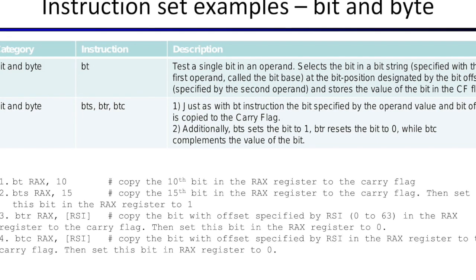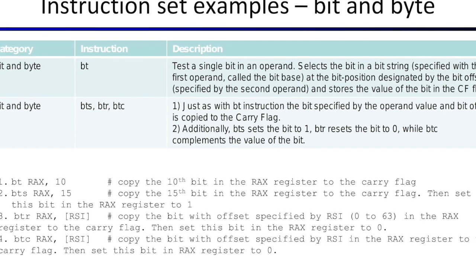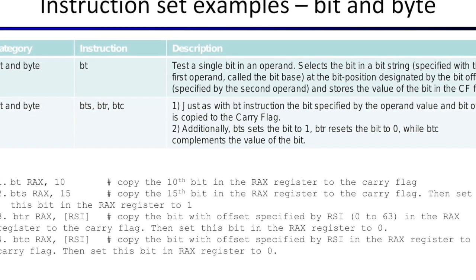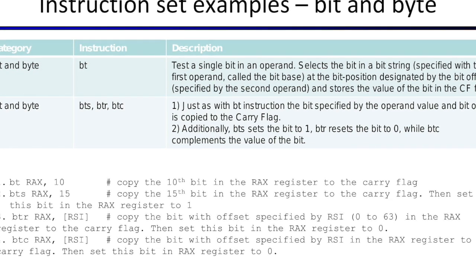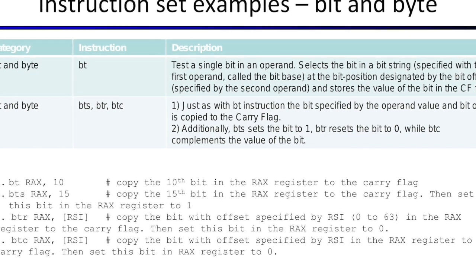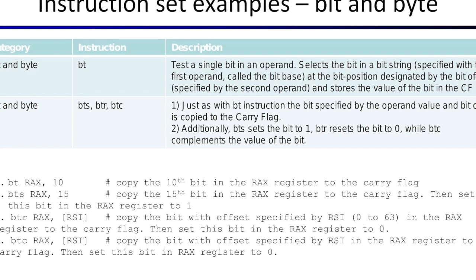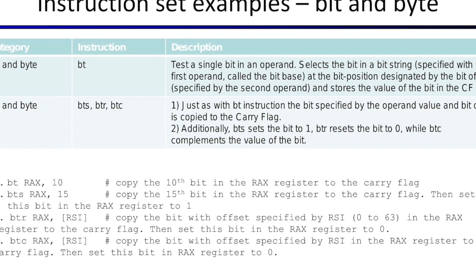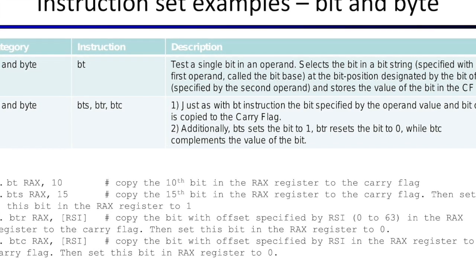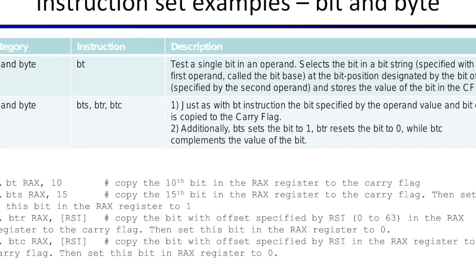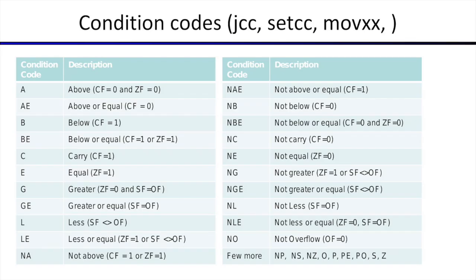Now the other instructions that are a little bit more than BT are BTS, BTR, and BTC. The only difference between BT and BTS, BTR, BTC is what happens after you move the bit to the carry flag. BTS will set that bit to 1, BTR will reset it to 0, and BTC will just complement it, which means if you had a 1, it'll become a 0, and if you had a 0, it'll become a 1.